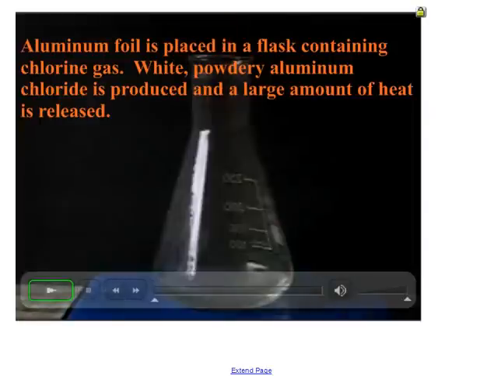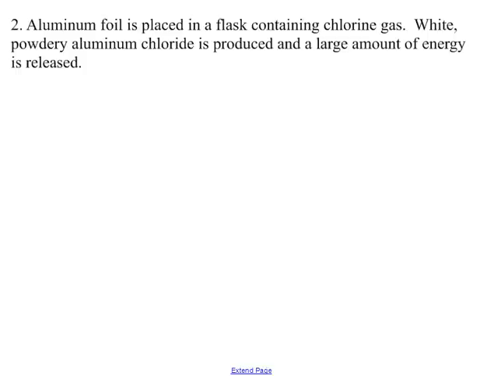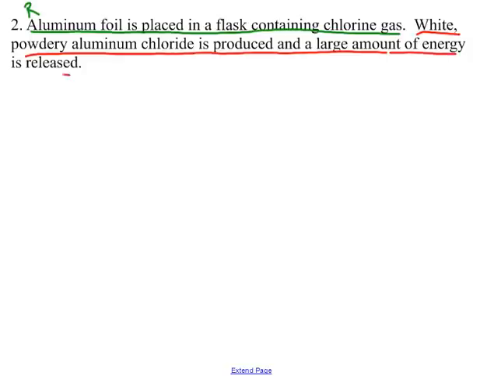Okay. So if we were to write this out as an equation, first we want to identify our reactants. We start out with aluminum foil being placed in a flask containing chlorine gas. So those are our reactants. White powdery aluminum chloride is produced and a large amount of energy is released. So those are our products. So let's start with our reactants. Aluminum foil is just the element aluminum. So that's pretty simple and straightforward. We're just going to write Al.